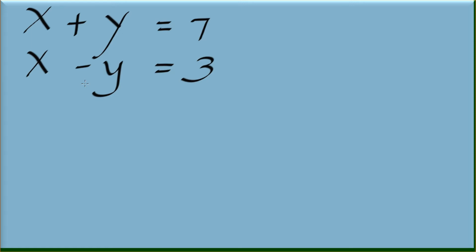So when you look at the first equation, you're actually looking for two numbers that, when you add, give you 7. It's going to be 5 and 2. 5 plus 2 is equal to 7. Now, those two numbers also satisfy the second equation. 5 minus 2 is equal to 3.